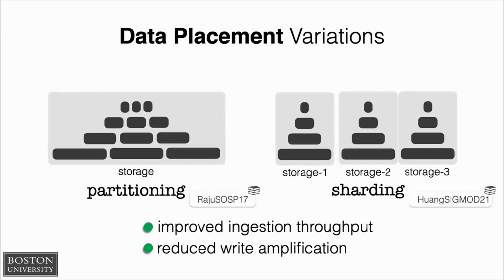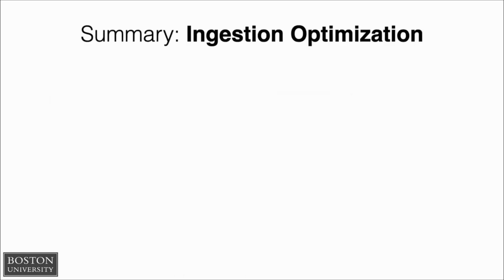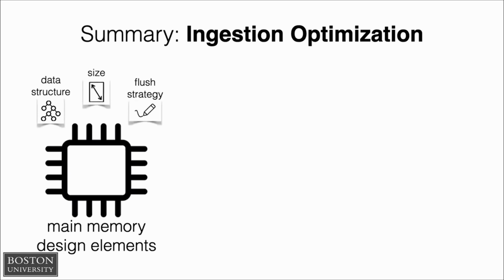And exactly the same thing has been adopted in Nova LSM, where they are operating in a distributed environment. So instead of having logical partitions, we now have physical partitioning of data, where the 3 different LSM trees based on the partition are stored in 3 physical storage. And by doing so, we can take advantage of the parallelism that the device might have to offer and have better performance.